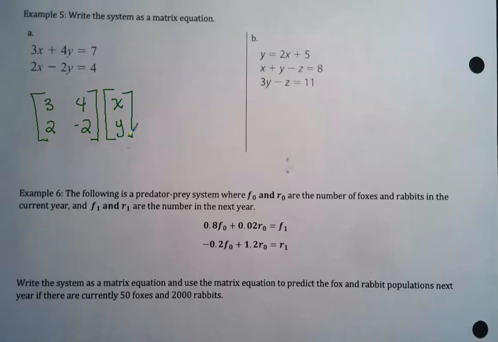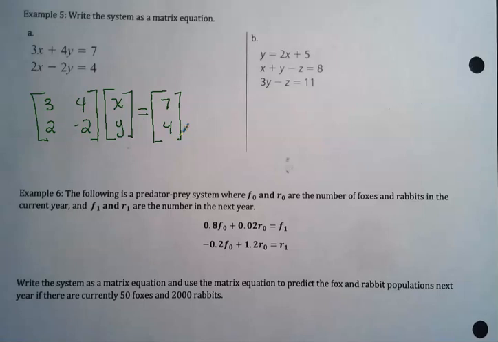Okay, and you may be thinking, but all my x's aren't in this row. They don't have to be, because remember when we multiply, we take these numbers and we multiply them this way. We're going to do 3 times x and 4 times y, right? Okay, this is going to equal our constants. So it's going to equal 7 and 4. All right, that's it for example 5. We just had to write it as a matrix equation. That's all.